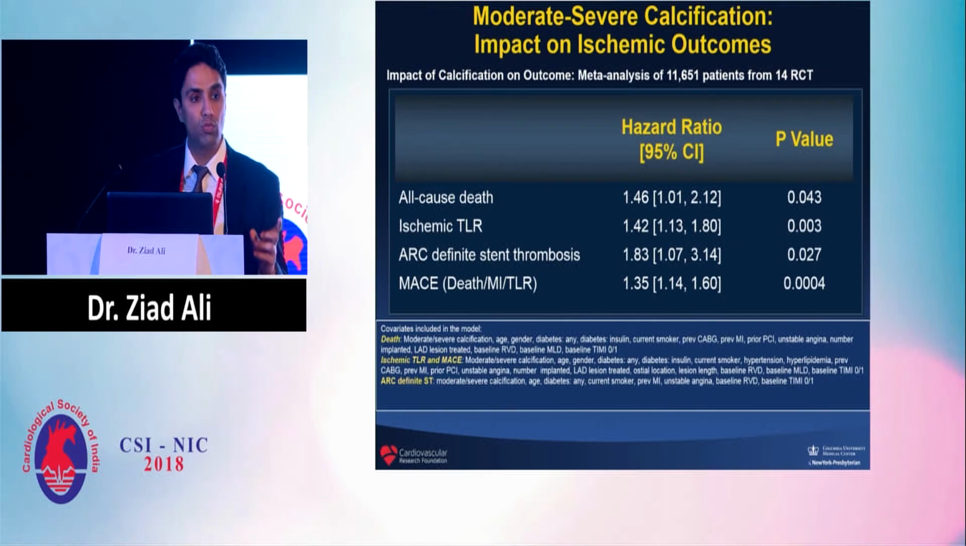However, as soon as we put in stents, this ratio goes backwards. All-cause death goes up, target lesion revascularization goes up, stent thrombosis goes up, and major adverse cardiovascular events go up.